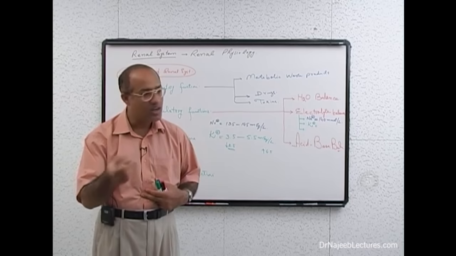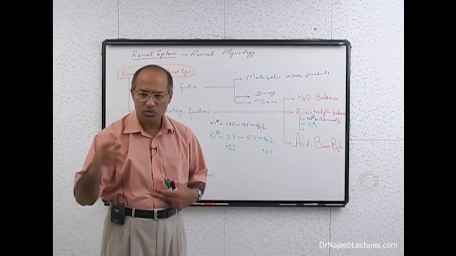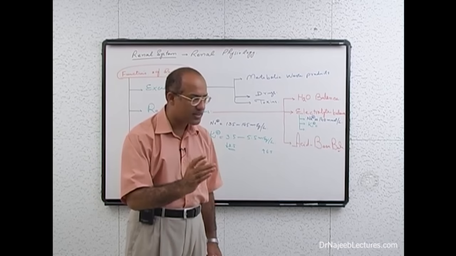But potassium is not well regulated at the entry point. In the GIT mucosa, usually whatever potassium is coming, most of it is absorbed. Where is it well regulated? At the exit point, that is, it exits through the kidney.